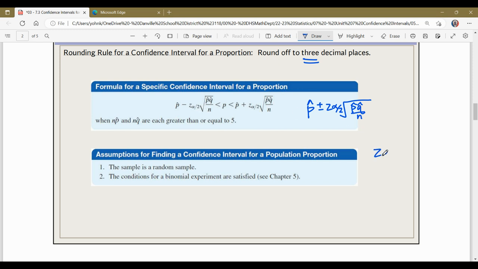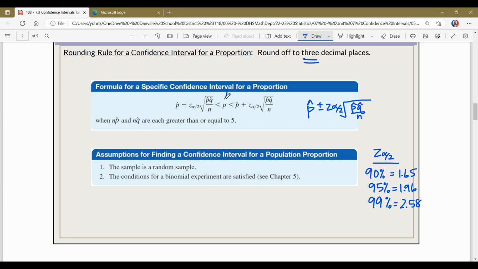Those Z alpha over 2s are the same ones from section 9.1. So we had 90% confident was 1.65. 95% confident was 1.96. 99% confident was 2.58. Those were the 3 most common ones. And then we have the square root of P hat, which is our point estimate, Q hat, which is 1 minus our P hat, divided by our sample size N.